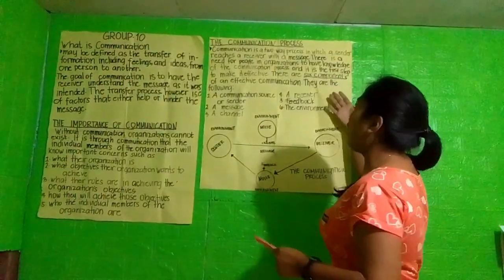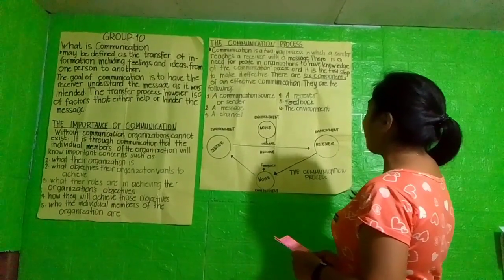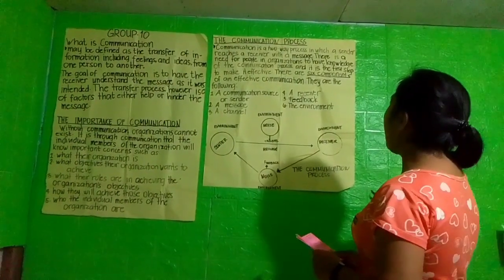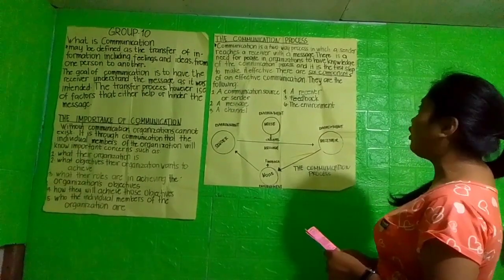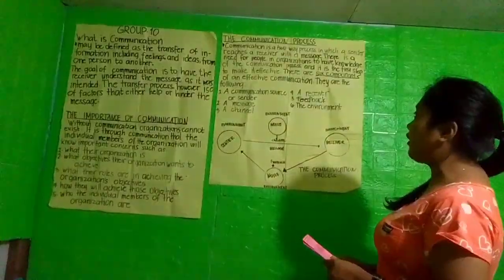The communication process. The communication process is the two-way process in which a sender reaches a receiver with a message. There is a need for people in organizations to have knowledge of the communication process, and it is the first step to make it effective.